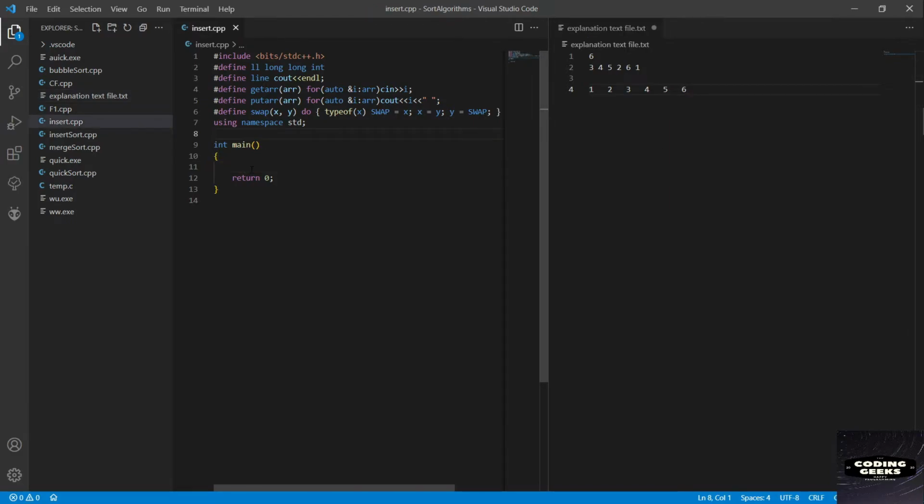Now we will be executing and implementing the insertion sort logic in C++. So let's get started with it.